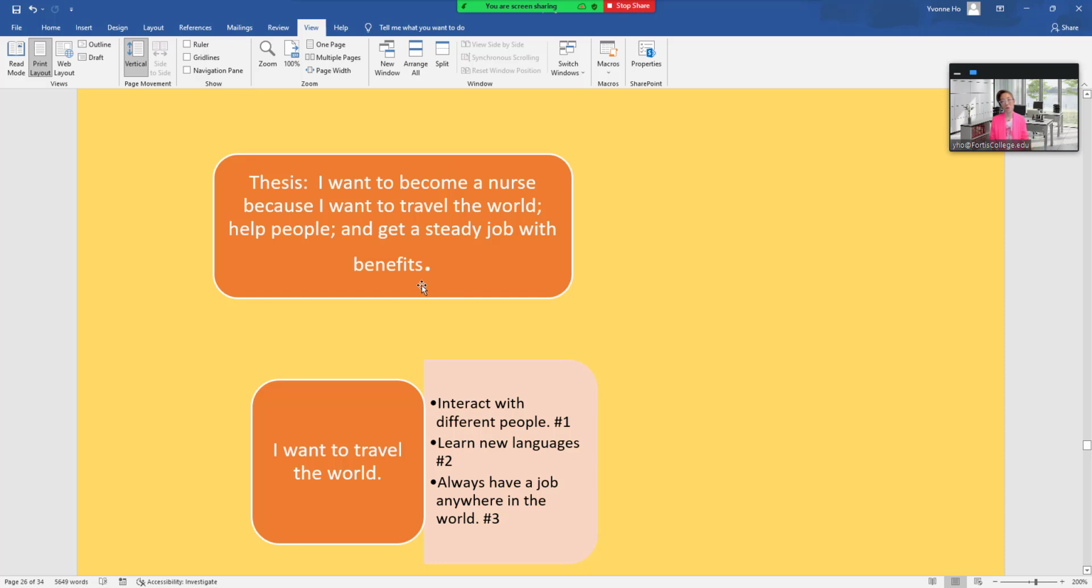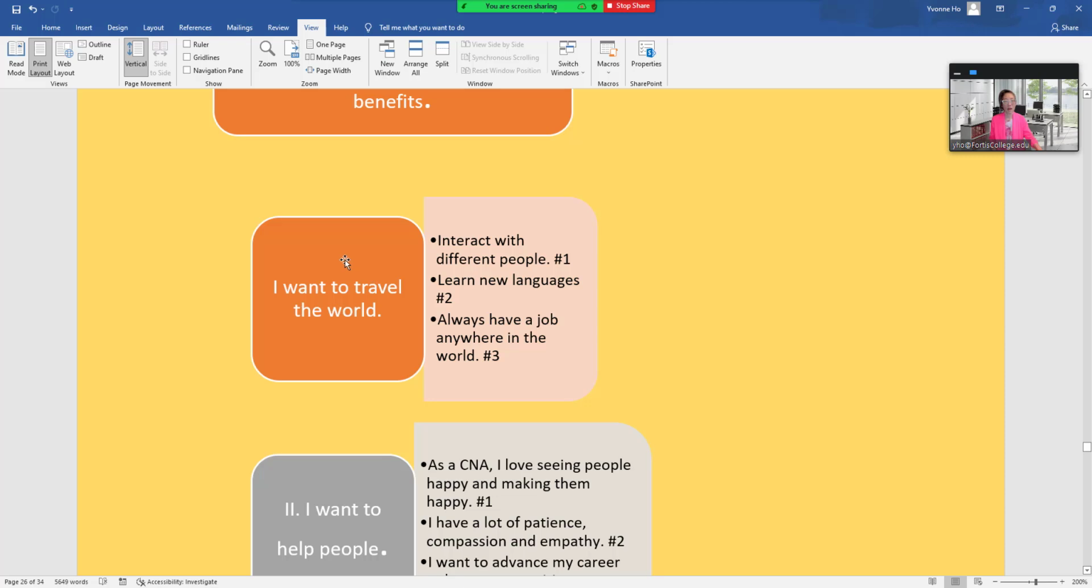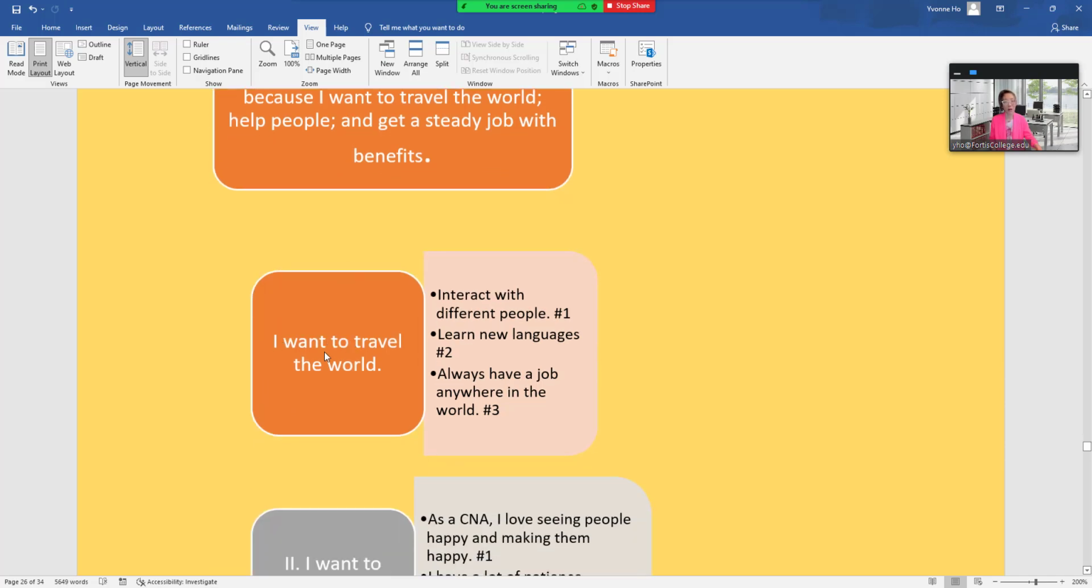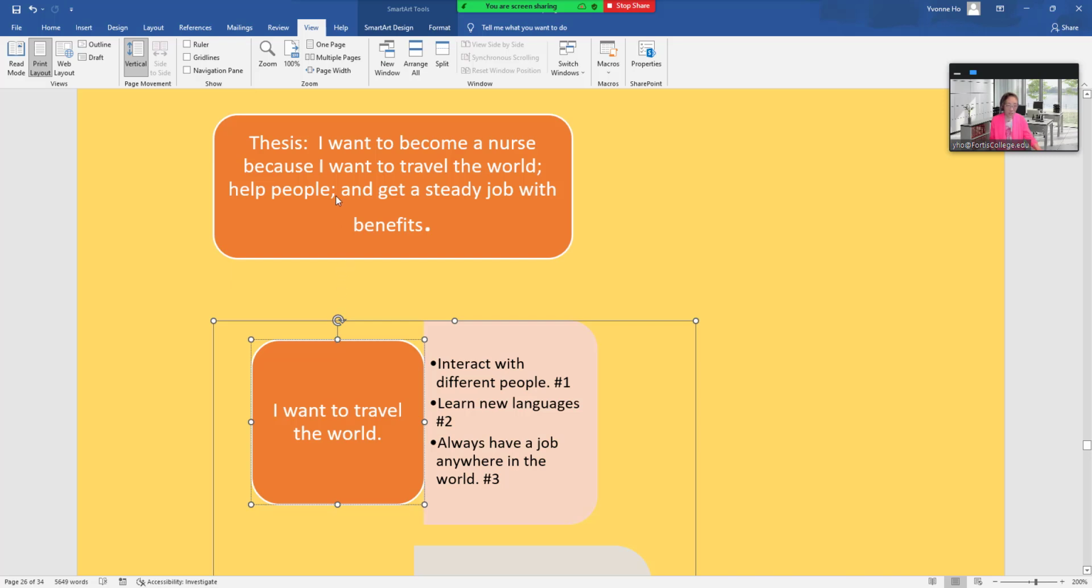And this is what your paper will look like, your outline anyway. So for the people who chose the I want to become a nurse, I want to become a nurse because I want to travel the world, help people, and get a steady job with benefits. So here you have your I want to travel the world. That's the topic sentence, which agrees with your thesis statement. These are the supporting sentences, because the supporting sentences of your paragraph support your topic sentence, and then your topic sentence matches your thesis statement.